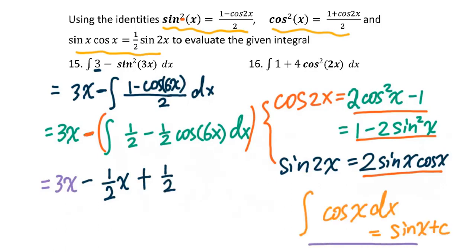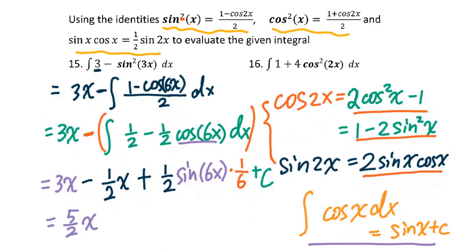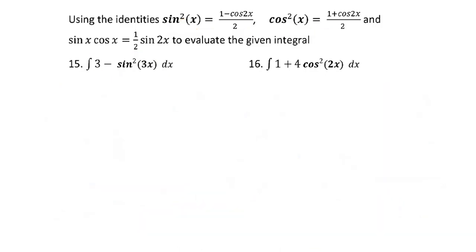We need to use this formula to deal with this integral of cosine 6x. Therefore, you will get the 1/2 sine 6x. Don't forget this 1 over a, that is 1 over 6. Then you need to plus c. Now you organize 3x minus 1 over 2x. You will get 5 over 2x. 1/2 times 1 over 6, that is 1 over 12 sine 6x. Then plus c.